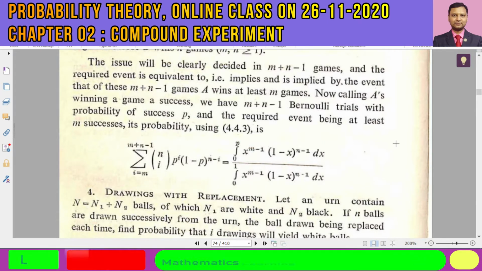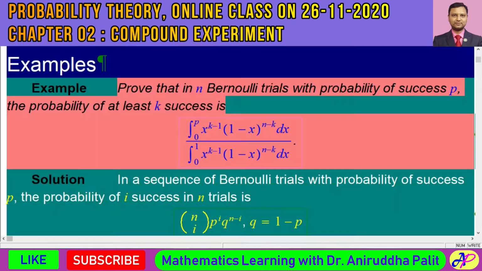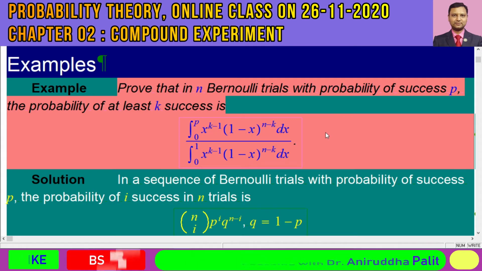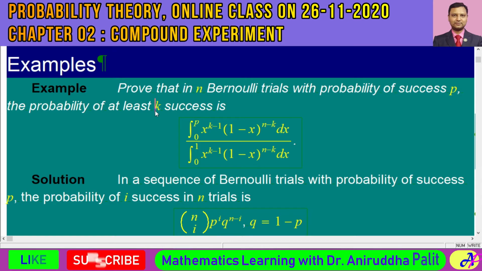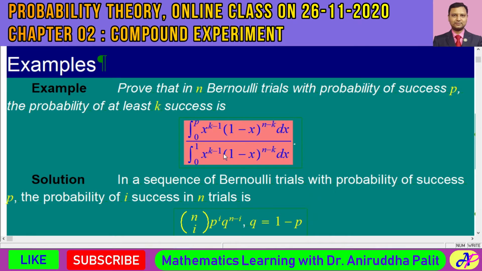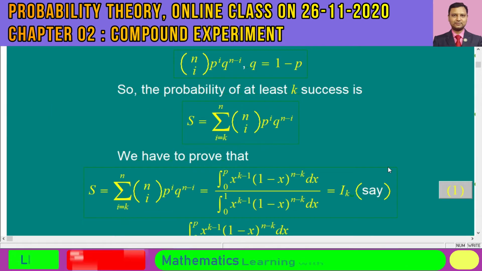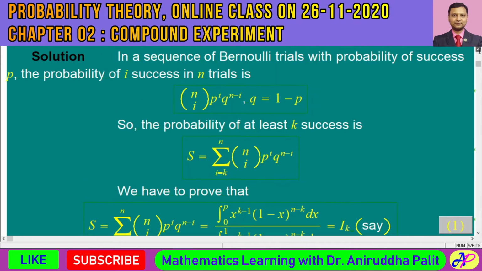Okay, so now let's continue. We have to prove that the probability of k successes in n trials is this one. So how to prove this result? Let's go through the solution.